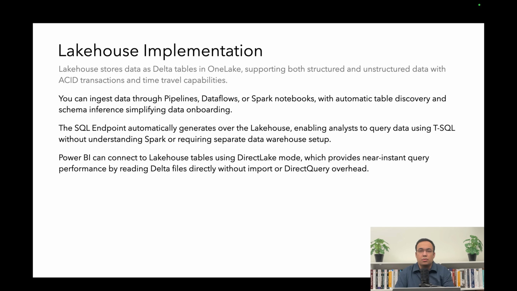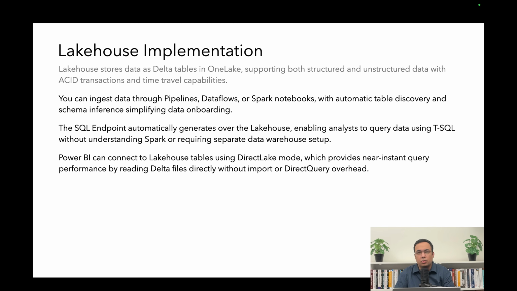Now let's get into specifics of how Lakehouse actually works in Fabric. Lakehouse stores data as delta tables in OneLake. Each delta table is a collection of Parquet files plus a transaction log that tracks all the changes. This supports both structured and unstructured data because you can have delta tables with strict schemas alongside raw files in other formats. Delta Lake provides ACID transactions, which means you get atomicity, consistency, isolation, and durability. Multiple users can read and write to the same table concurrently without corruption. You also get time travel capabilities, which let you query historical versions of your data or roll back to a previous state if needed.